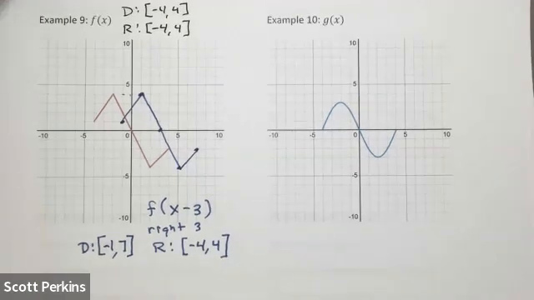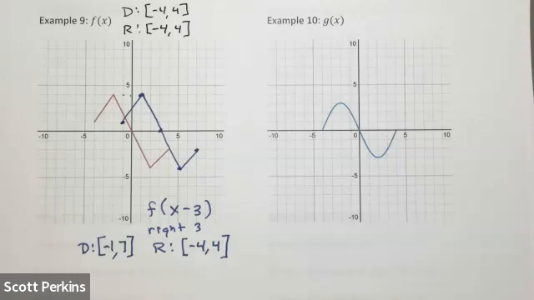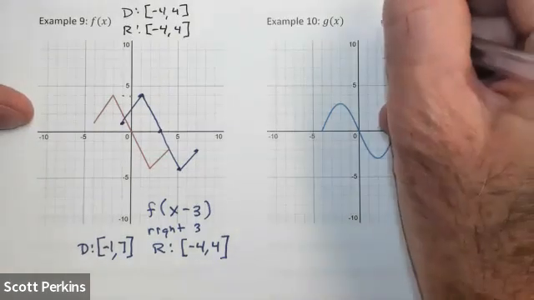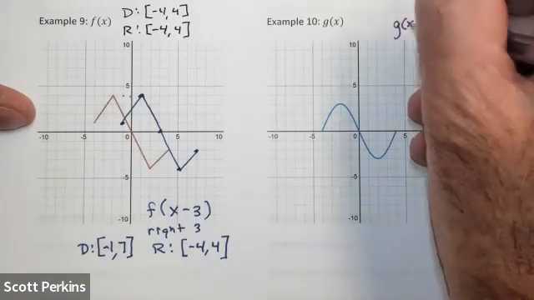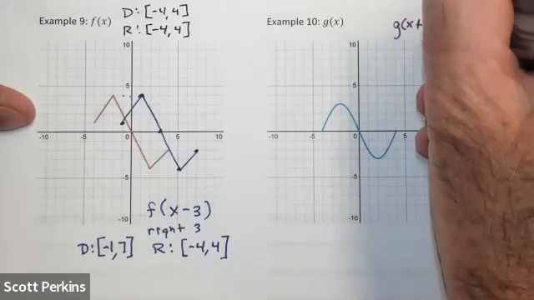So I would like you to do the same thing. Example 10, you can copy over the domain and the range from the previous, I think it was example 4 on the other page. And then what I would like you to do is, what is the graph and what is the domain and the range of g of (x plus 5)?